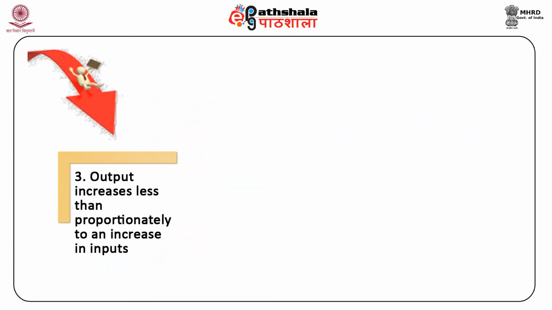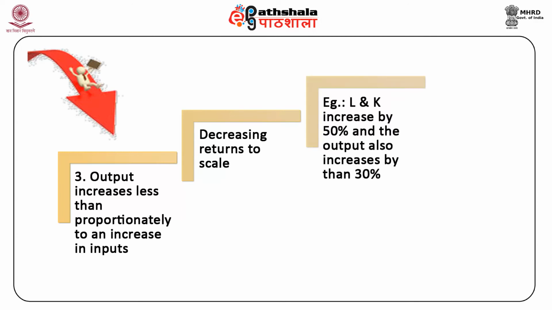When output increases less than proportionately to an increase in the inputs, then it is known as decreasing returns to scale. For example, if labor and capital both increase by 50% and correspondingly the output increases by 30%, then it is known as decreasing returns to scale.